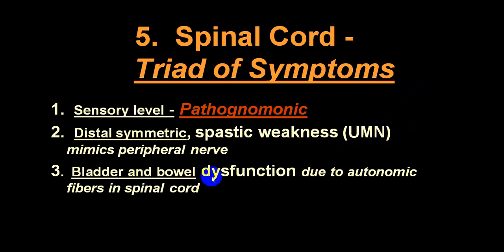And because the bladder and bowel centers are present in S2, S3, S4, any damage above S2, S3, S4 will produce bladder involvement of the upper motor neuron variety. If the damage is at the level of S2, S3, it will be of the lower motor neuron variety. And if there is damage below this, the bladder and bowel will be spared. This we call a triad of symptoms: sensory, motor and bladder and bowel function involvement will be characteristic of spinal cord involvement.